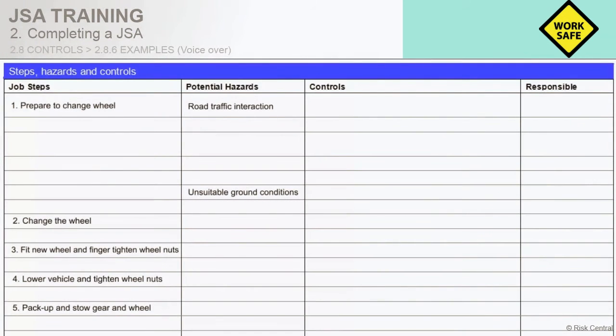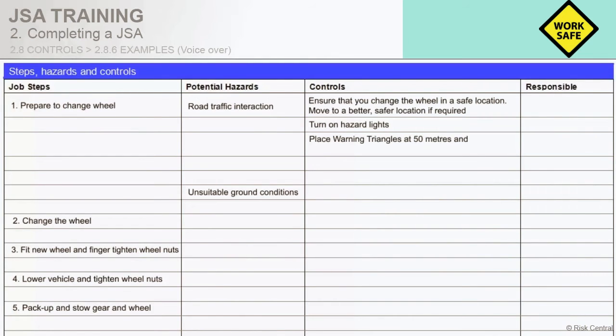Using our example job of changing a car tyre, we will identify controls for the first identified hazard, road traffic interaction. Ensure that there's enough room on the shoulder of the road to change a wheel. Move to a better, safer location if required. Turn on hazard lights. Warning triangles placed at 50 metres and 75 metres along the oncoming traffic lane. And personnel to wear high visibility vest.